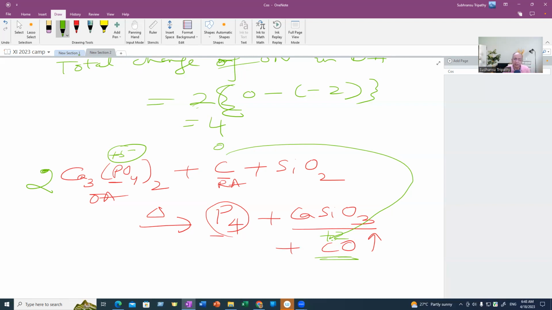Phosphorus, the oxidation number in phosphate ion, calcium phosphate, aluminum phosphate, sodium phosphate. So whatever may be the case, whether it is an ion or it is in a combined state, it has to be +5.